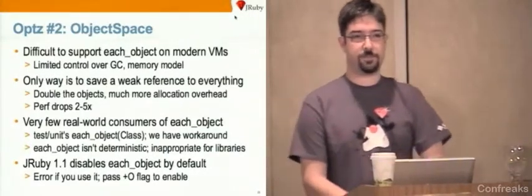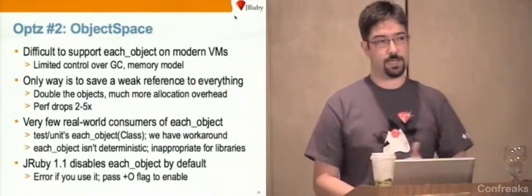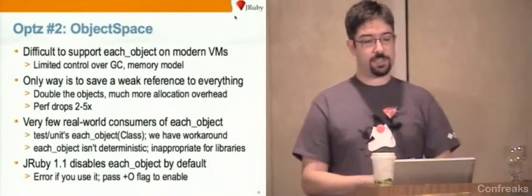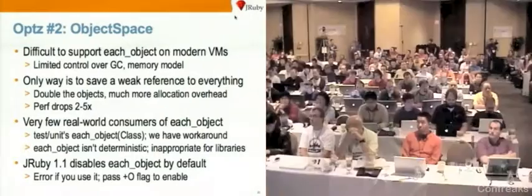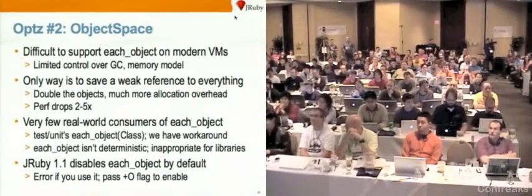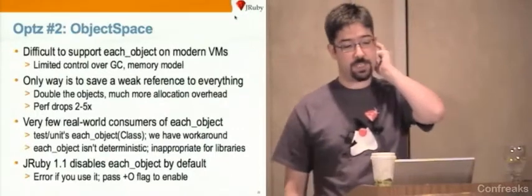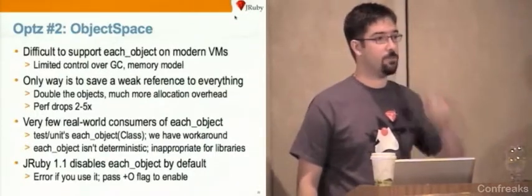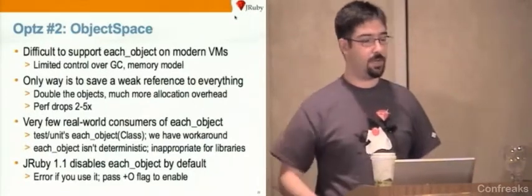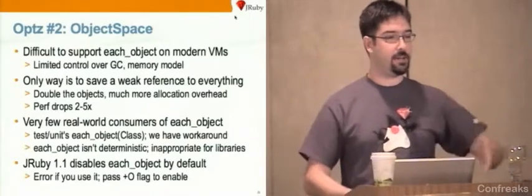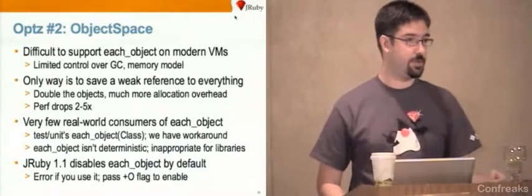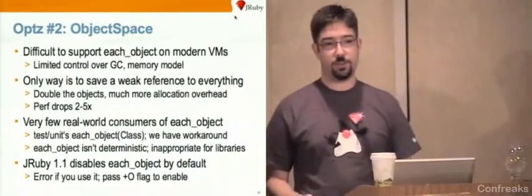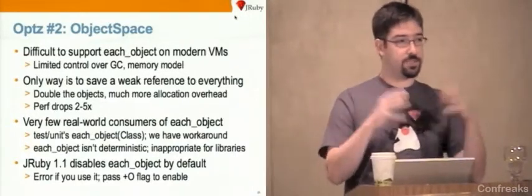I don't know if anybody saw the thread I started on Ruby Talk to kind of discuss this. Ruby has this feature called object space. Does everybody know what object space is, roughly? Pretty much. One of its features is this each object method, which lets you iterate over all objects in the system. You pass it a type and a block, and it will pass each object of that type to you in turn.